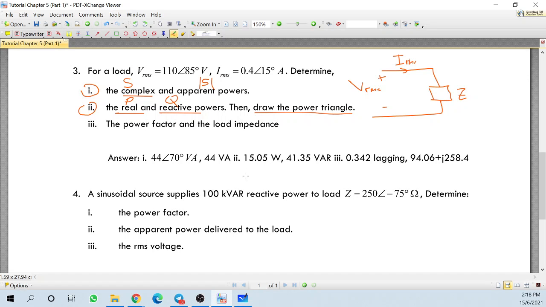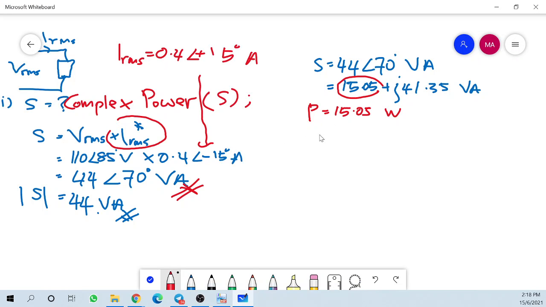Okay, 15.05. This one, P. And then we have a Q. What is Q? Q is the imaginary part, positive Q, which is plus JQ. So Q is 41.35 volt ampere reactive. Okay, this is P and Q.